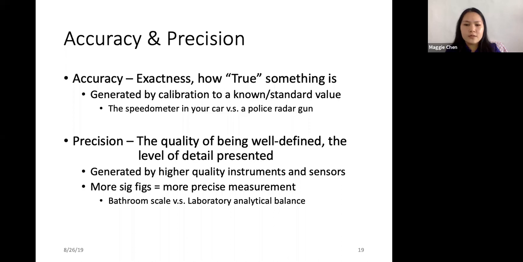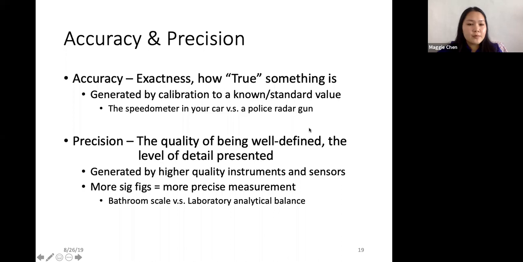So police radar guns, they have regular calibration and they need to have a certain standard that they're calibrated to. So if we're comparing the speedometer in your car versus a police radar gun, the more accurate of the two, how true it is, how calibrated it is, would be the police radar gun, which is calibrated more often.